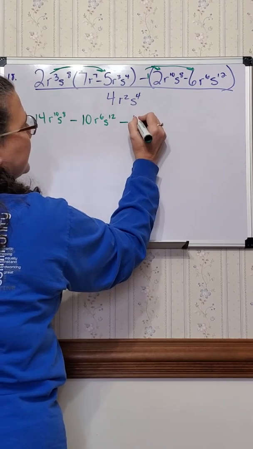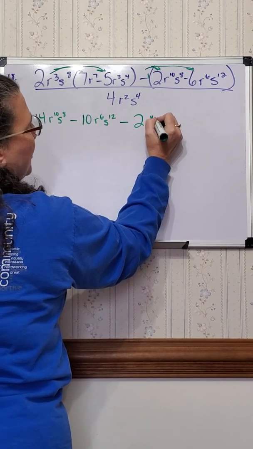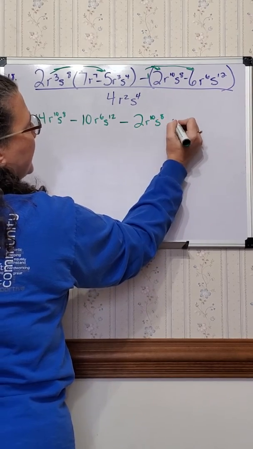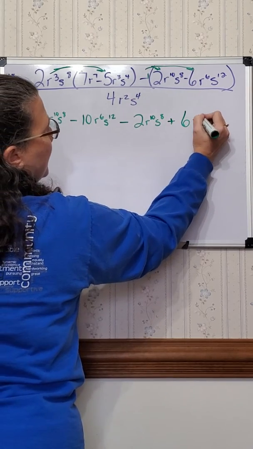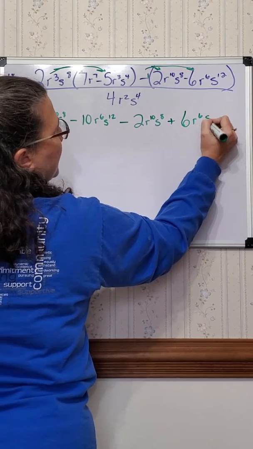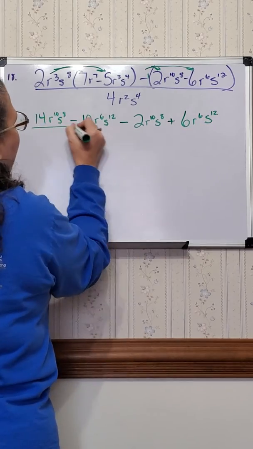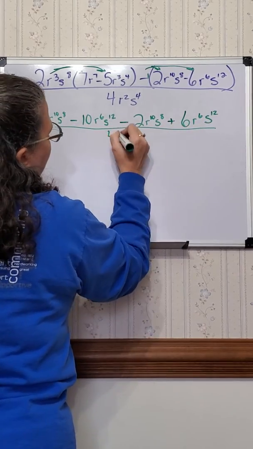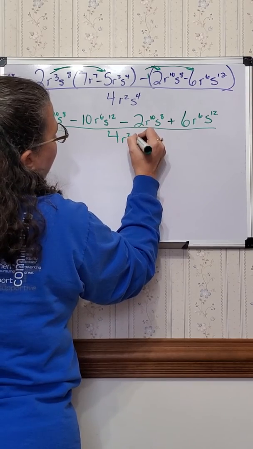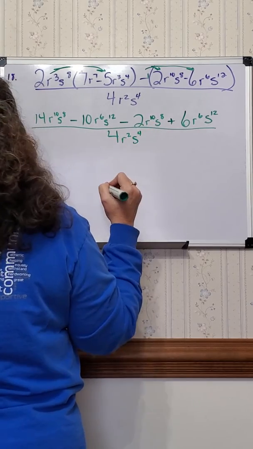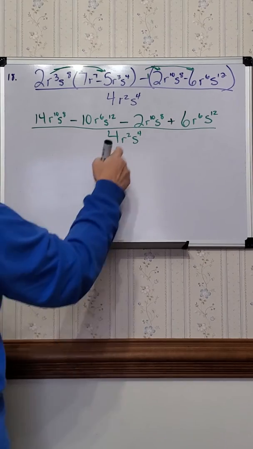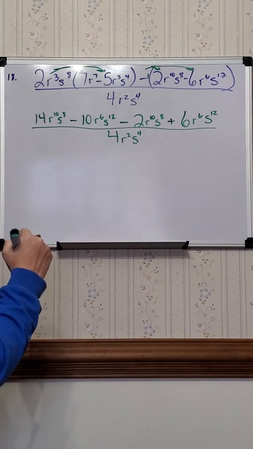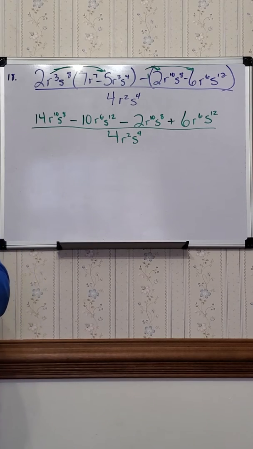I'm going to write minus 2r^10 s^8, and a negative times a negative is going to be a positive 6r^6 s^12, all divided by 4r^2 s^4. Okay, so before we divide, let's go ahead and combine some like terms if we can.